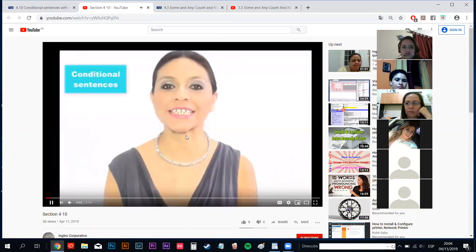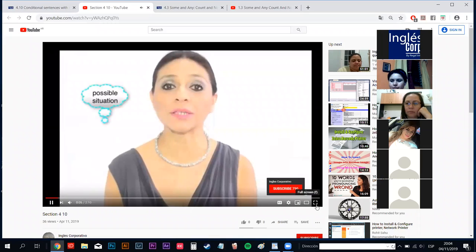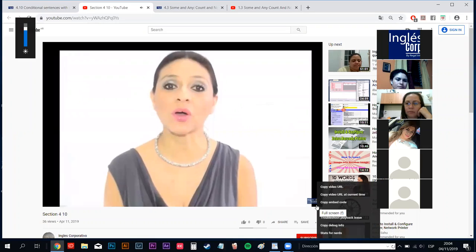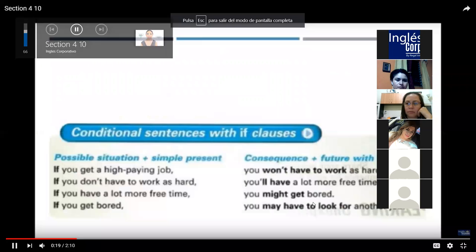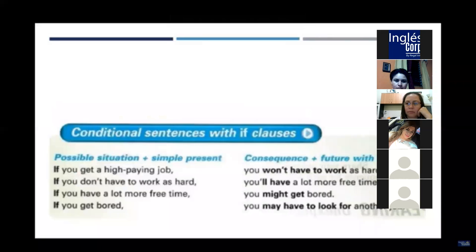Hi, we're about to study conditional sentences. A conditional sentence is formed by a possible situation and a consequence. Pay attention to the audio program for more explanation. Conditional sentences with if clauses. Possible situation plus simple present: if you get a high-paying job. Consequence plus future with will, may, or might: you won't have to work as hard. If you get a high-paying job, you won't have to work as hard. If you don't have to work as hard, you'll have a lot more free time. If you have a lot more free time, you might get bored. If you get bored, you may have to look for another job.